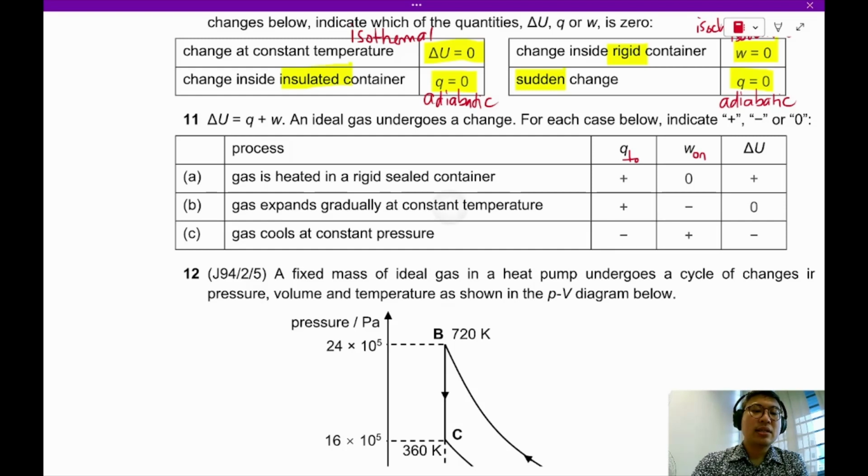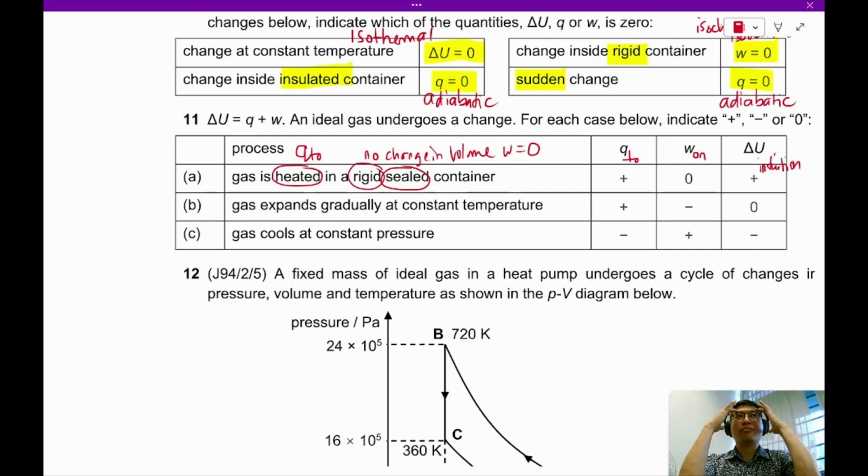Now the gas is heated by an external heating agent. So this is heat transferred to the gas in a rigid sealed container. Rigid and sealed means that there is no change in the volume. So if there's no change in volume, then the work done will be zero. So think about it. You add heat to the gas and don't allow it to expand, the temperature must go up. So this is intuition.